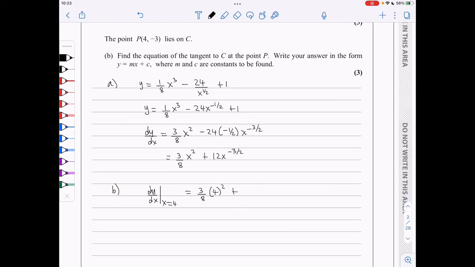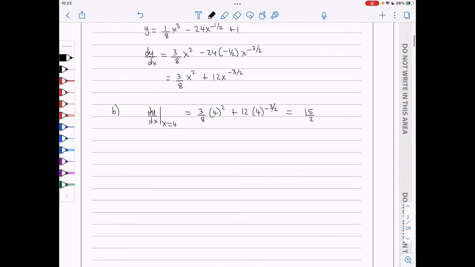So I'm substituting x with 4. I plug everything into the calculator. I get an answer of 15 over 2. We know that the equation of a straight line passing through the point (x1, y1) and having gradient of m is given by y minus y1 is m(x minus x1). So y minus (-3) is 15 over 2 (x minus 4).